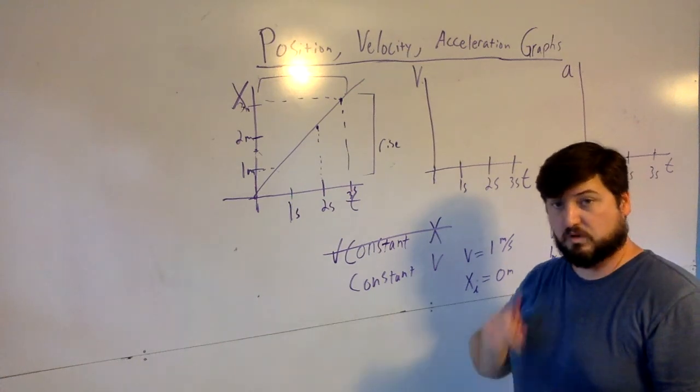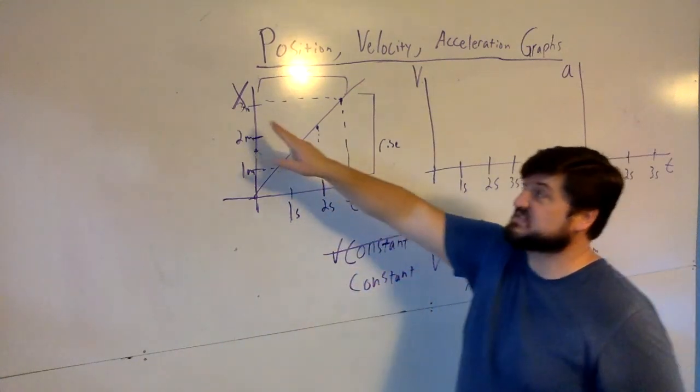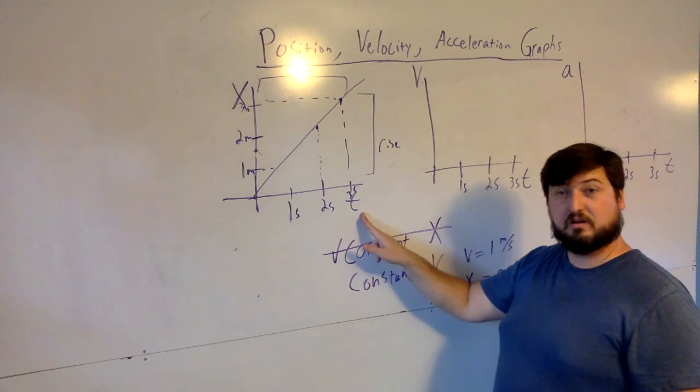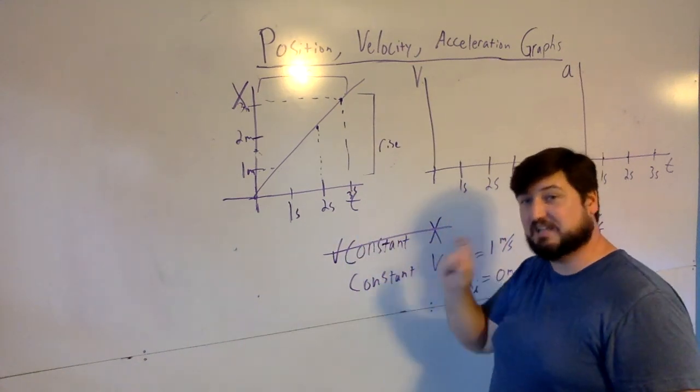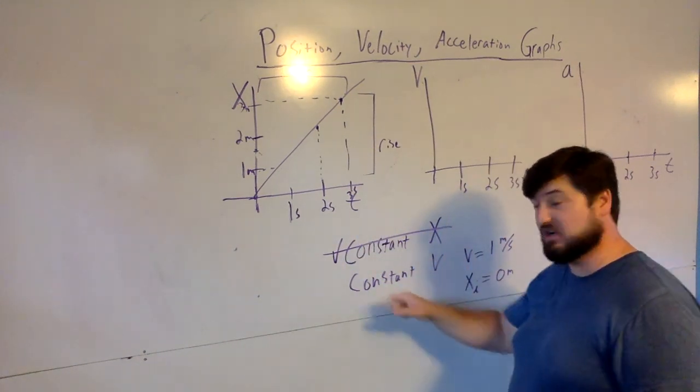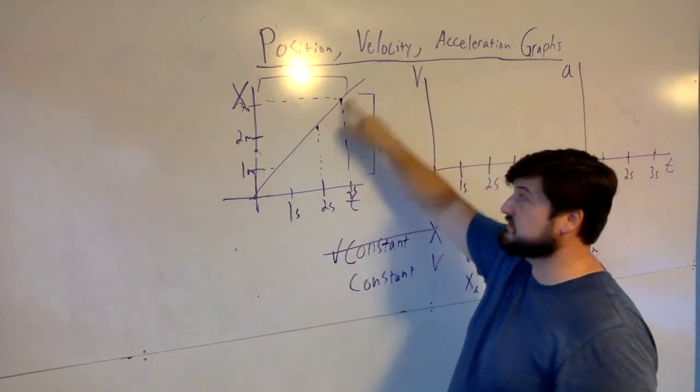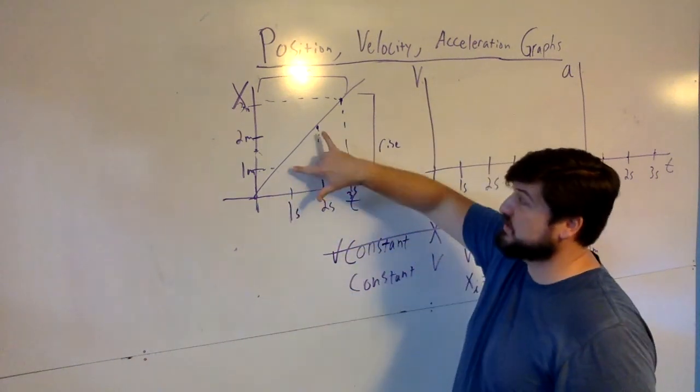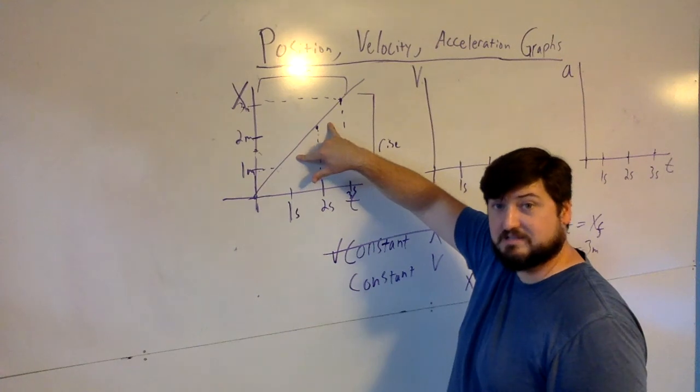So, what I want you to see here, on a position versus time graph, a constant velocity, an unchanging velocity, looks like a straight line. As long as you have a consistent slope, you have a consistent velocity.